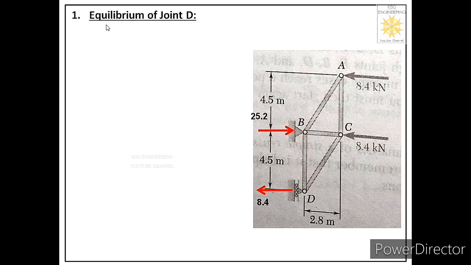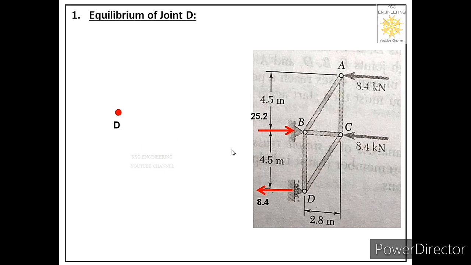So in the first step for forces, we will write the equilibrium of joint D. Now in order to apply equations of equilibrium for joint D, we have to first construct its free body. So let us construct its free body. How to construct? First of all, label the joint on our paper.